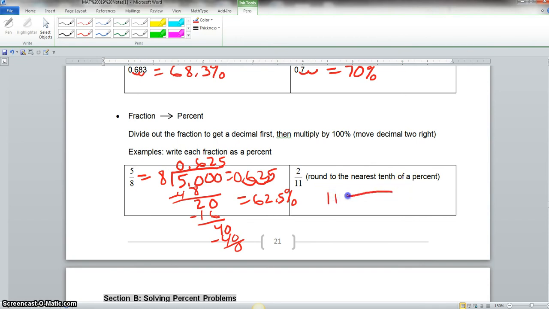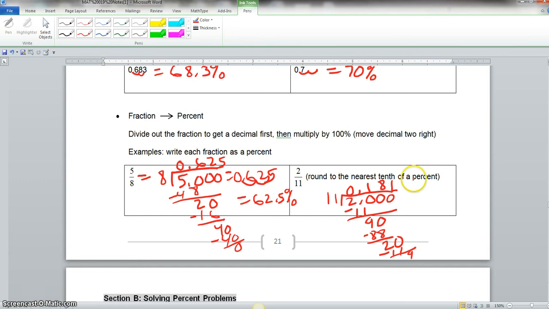So we have 11 into 2, we'll put 0.00. 11 goes into 2 0 times. 11 goes into 20 once. So we subtract 20 minus 11, which will give us 9. Bring down our 0. 11 goes into 90 8 times. 90 minus 88 will give us 2. We'll add a 0. 11 goes into 20 one time. And what we're noticing here is we're going to get a repeat of what we already have done, because then it'll be 8.